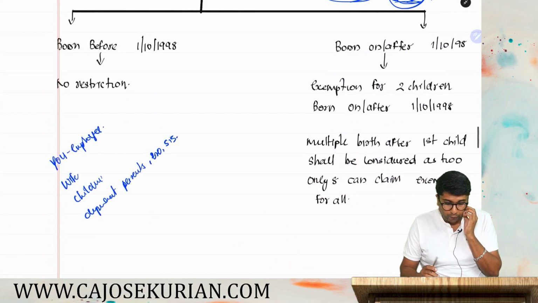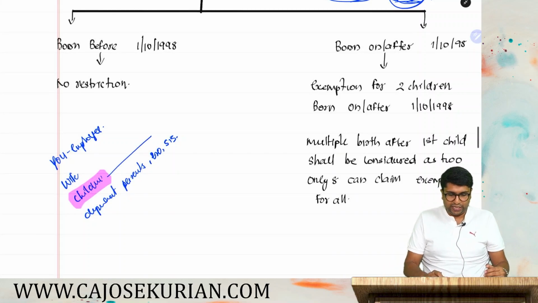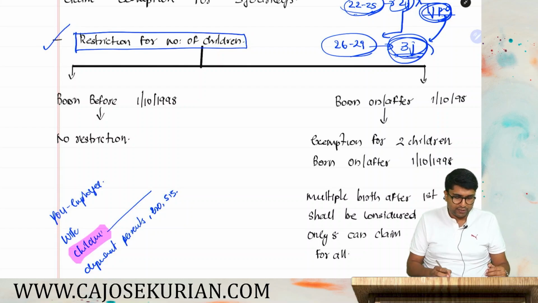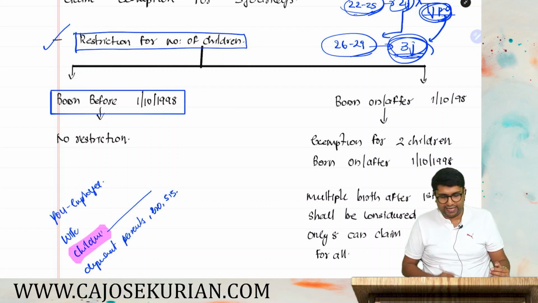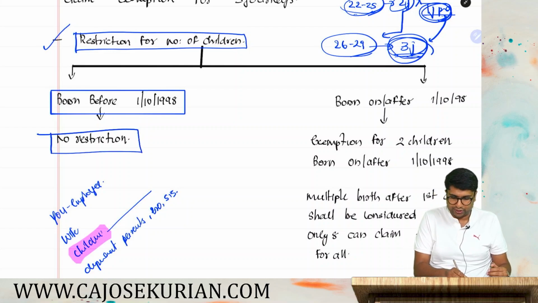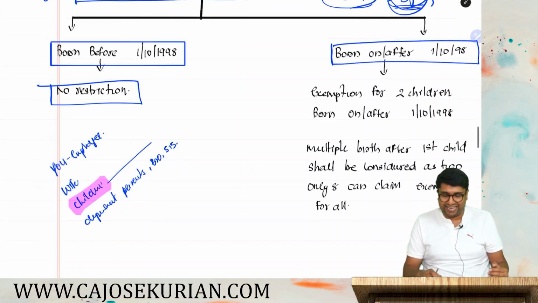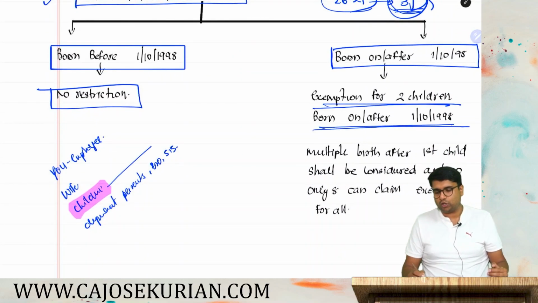There is absolutely no problem, but there is a small problem with the children. For children there are certain restrictions. If you are taking children, there is a restriction on the number of children. If you have children who were born before 1st October 1998, then absolutely no restriction. If your children are born on or after 1st October 1998, then exemption can be claimed only for 2 children born after 1st October 1998.